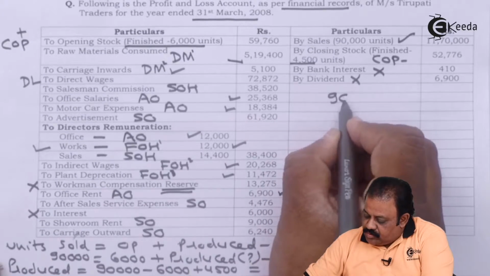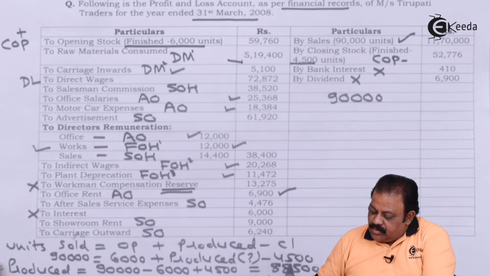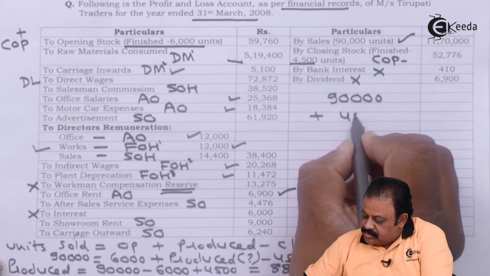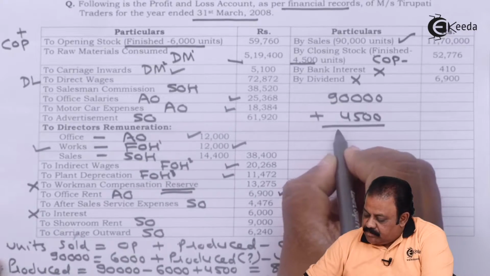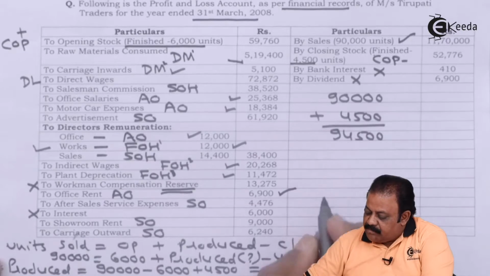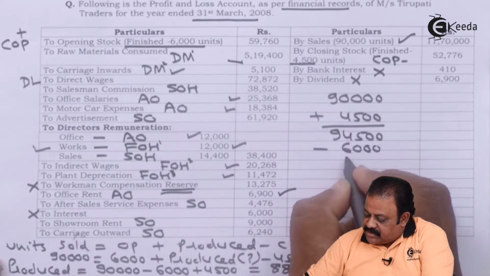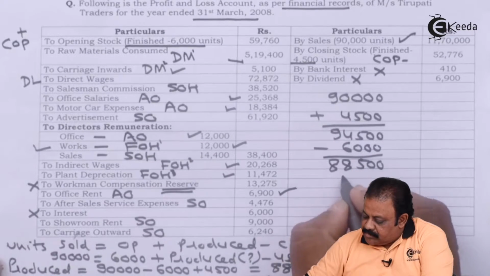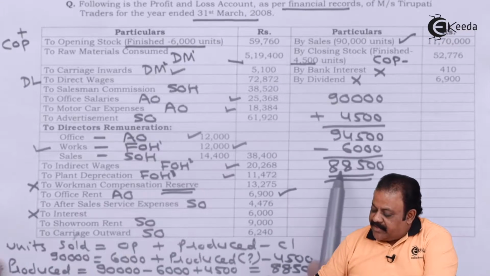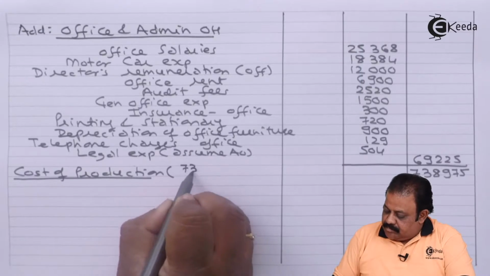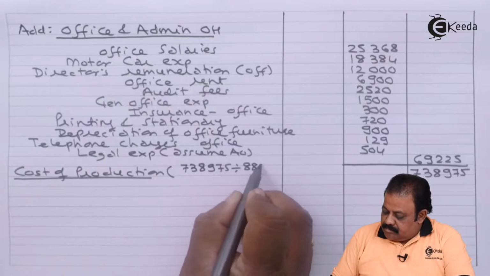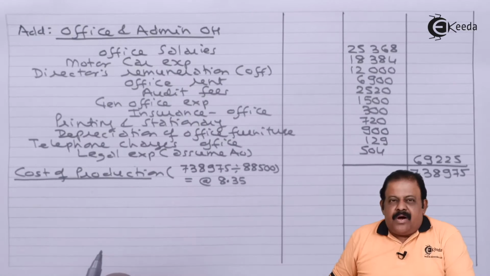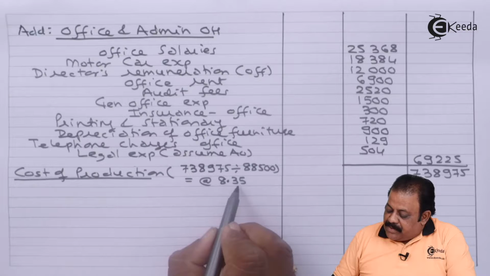So units sold 90,000. To this we can add closing stock units 4,500, total 94,500 minus opening stock units 6,000. So actual units produced are 88,500. So per unit cost of production comes to 8 rupees 35 paise.